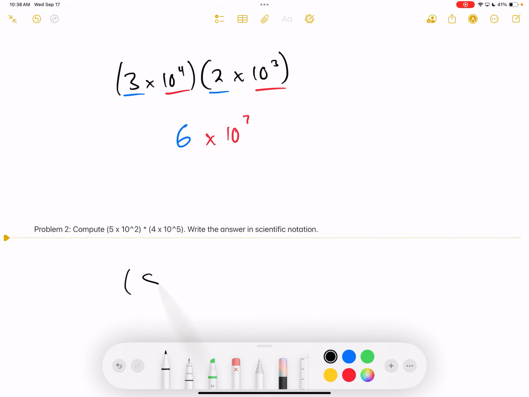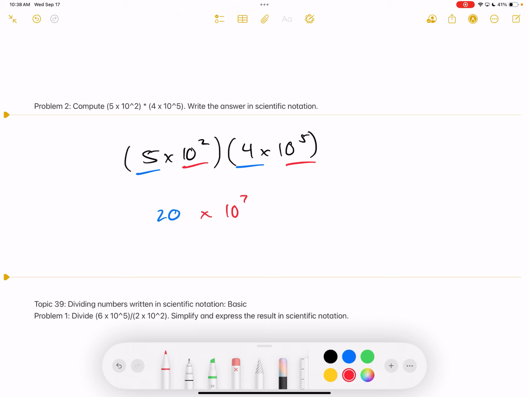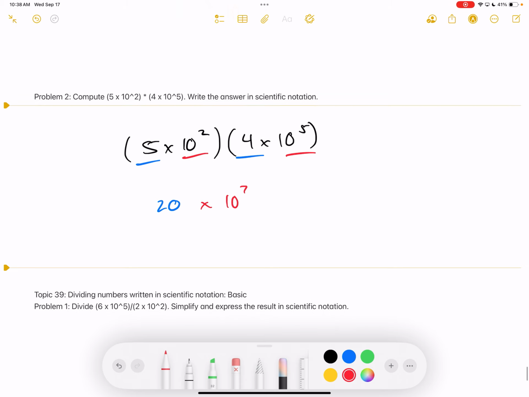And honestly, this is hard. Hurts my brain a little bit, but we'll get it right. All right, so here when I do this, 5 times 4 is 20. Then we add these up. That's times 10 to the 7th. What's wrong with that? This number has to be between 1 and 10. It has to be a single digit number.